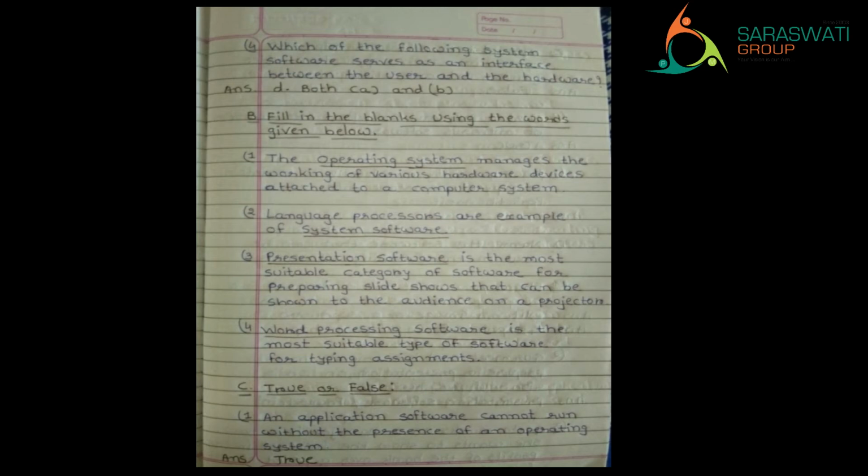Now we are moving to the C section. What is that? It is write T for true and F for false statements. That means we have to write true or false. Right? What is the first question? An application software cannot run without the presence of an operating system. This means that if operating system is not there, then application software like Notepad, WordPad, PowerPoint, graphic software will not work or will not run.